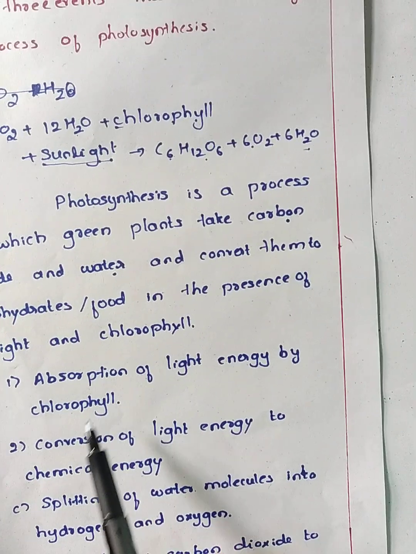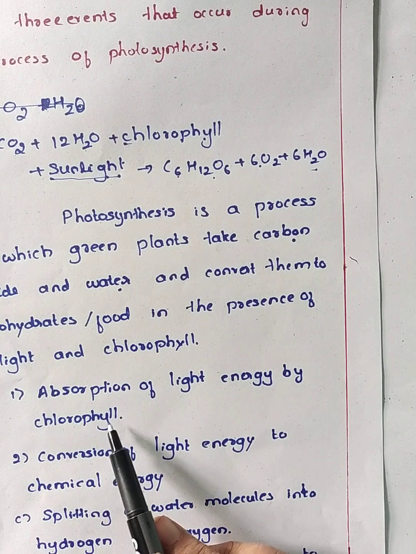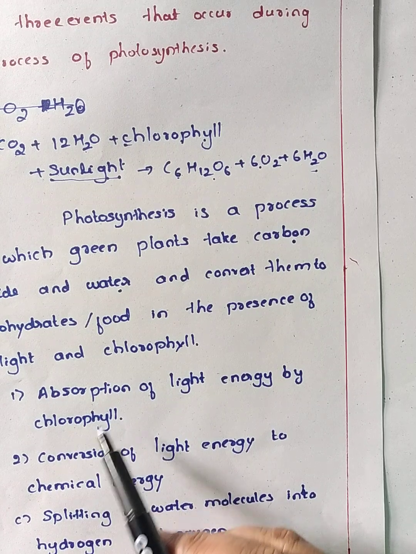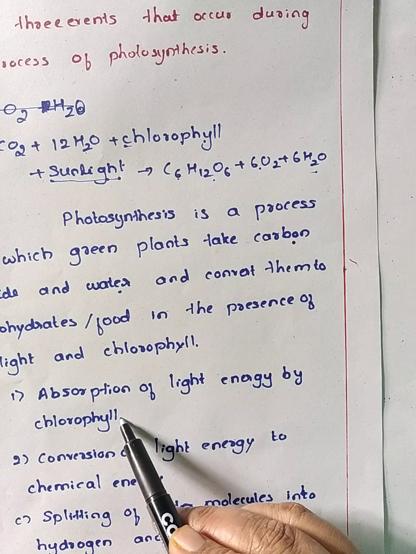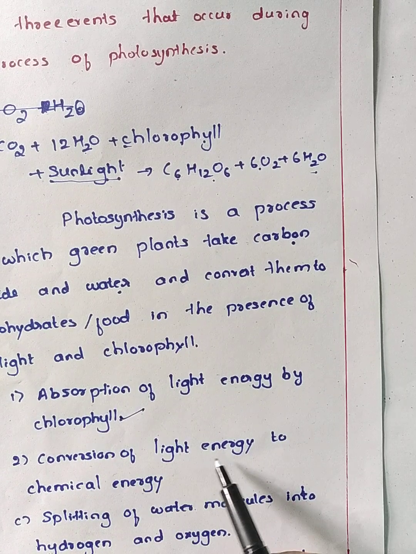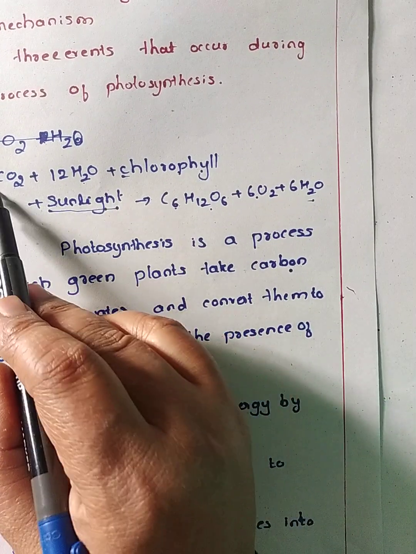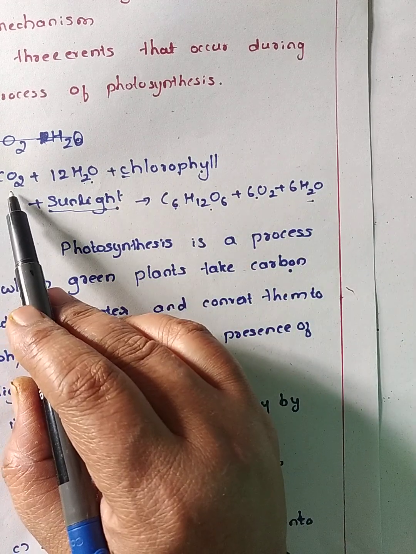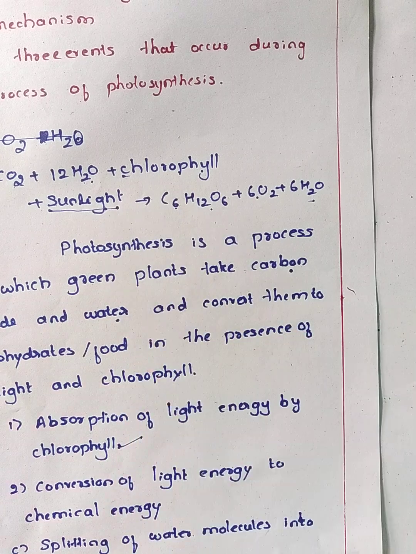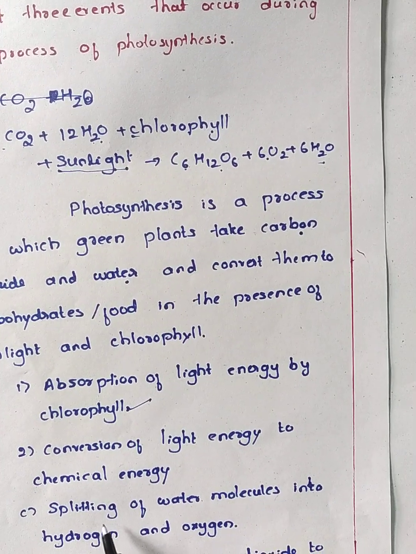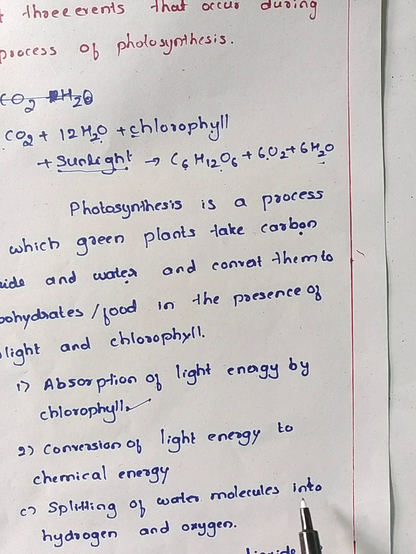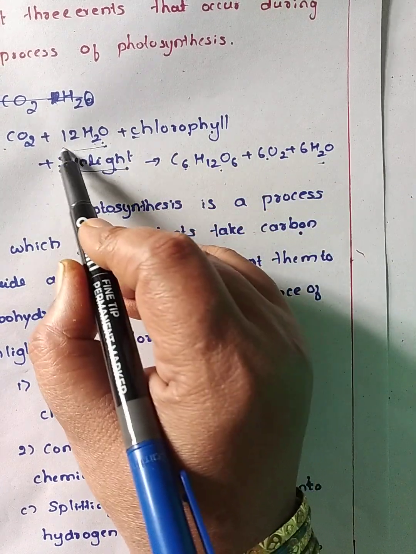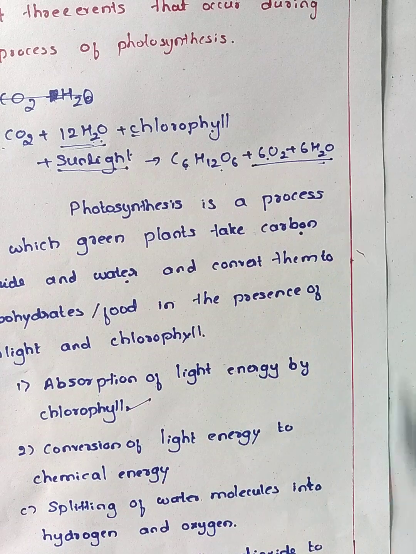So what are the steps involved? First one is absorption of light energy by the chlorophyll. So chlorophyll that is present in the leaf, that is green in color, absorbs the light energy. This is the first step. Then it converts light energy to chemical energy. This is the reaction you have to write: carbon dioxide plus water, chlorophyll. And next, what is the chemical reaction here? Splitting of water molecules into hydrogen and oxygen. So the water molecule splits into oxygen and hydrogen.